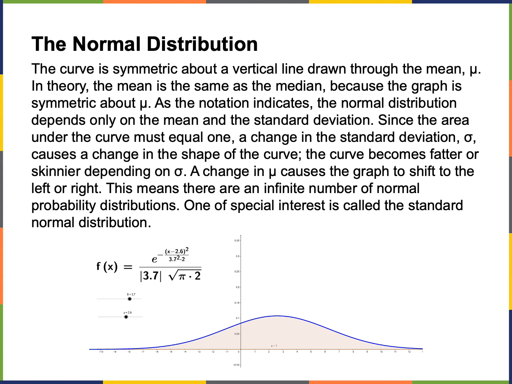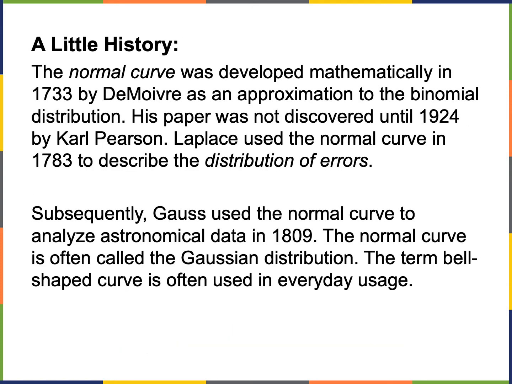And let's say this was the center. And moving the mean changes it to go to the left or right. So that causes a shift, okay? So that means there are infinitely many normal probability distributions, and the one we're going to focus on is the standard normal.